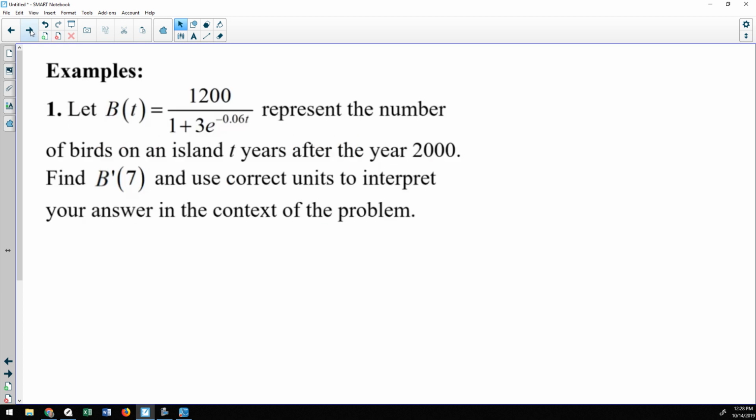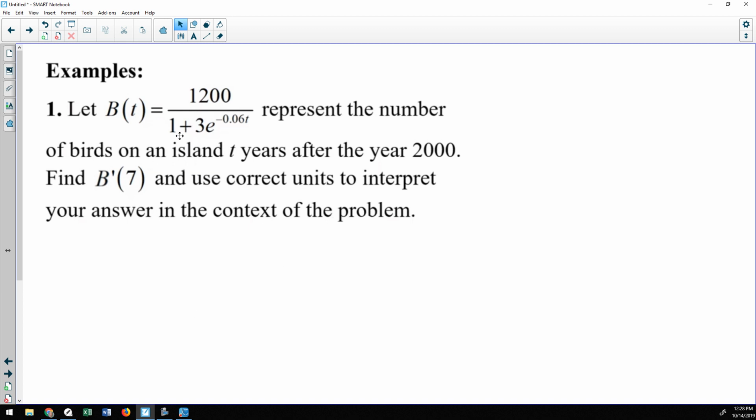So here is one example. We will use a calculator on this one. You have a function, fairly ugly, that represents the number of birds on an island, t years after the year 2000. We are to find b prime of 7 and use correct units to interpret that answer.